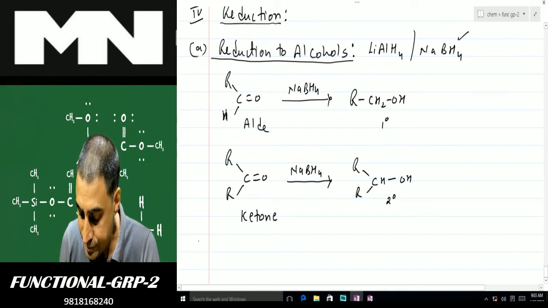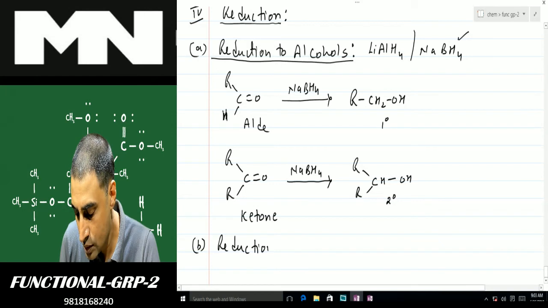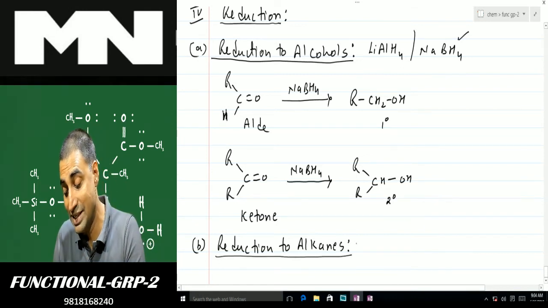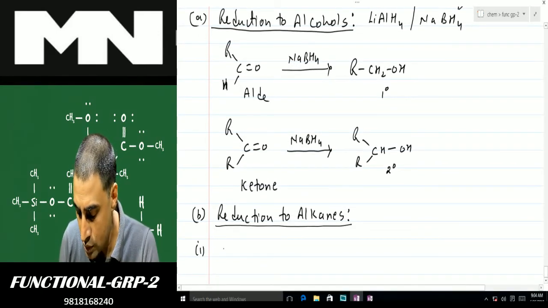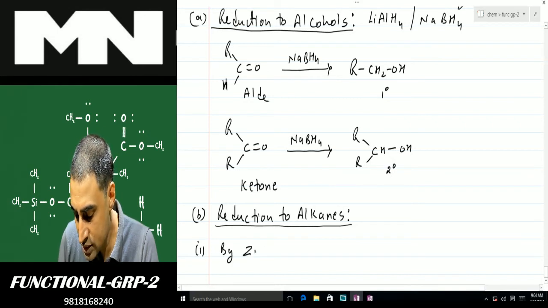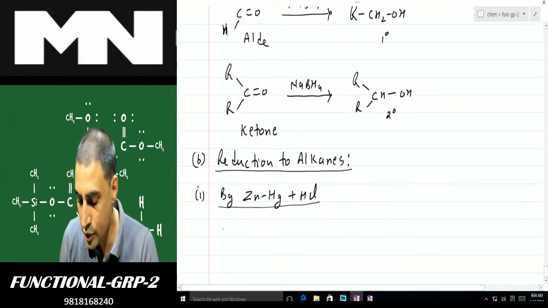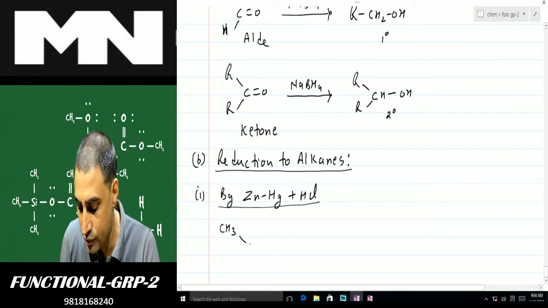We'll see reduction to alkanes. When I'm saying reduction to alkanes, in this case I'll be using a strong reducing agent. So the first reduction I'm telling you is by zinc amalgam and HCl. Now in this case, no matter whether you got an aldehyde or a ketone, I'm giving you an example of a ketone. Acetone I have got.